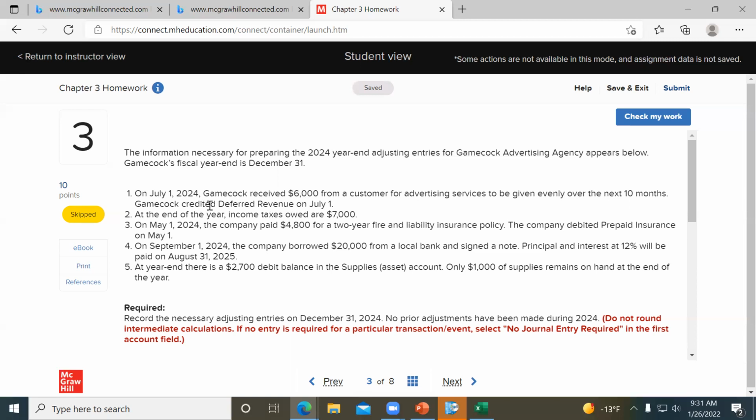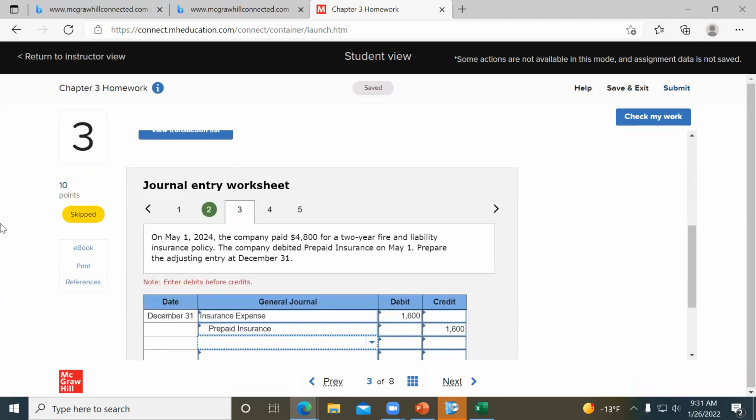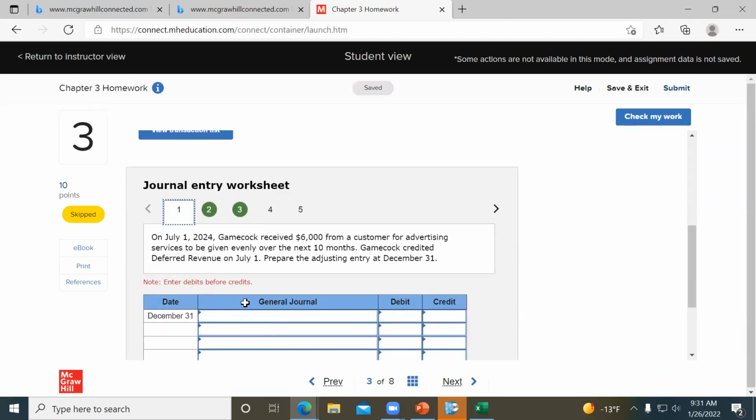So on July 1st, Gamecock received $6,000 from a customer to be given evenly over the next 10 months. So we've got 6 months out of 10 months to adjust for. So $6,000 divided by 10 months is $600 a month, right? Mm-hmm. And $3,600 is right. So for number one, we would debit deferred revenue for $3,600.